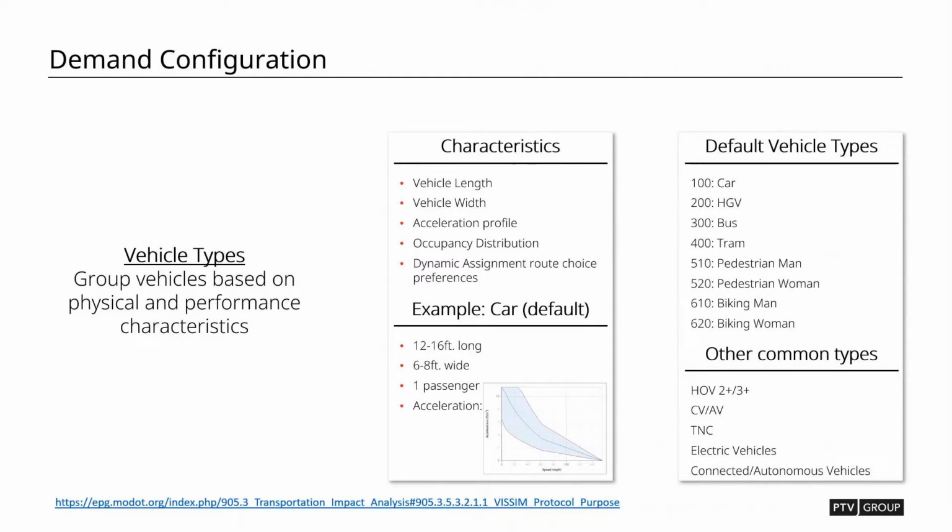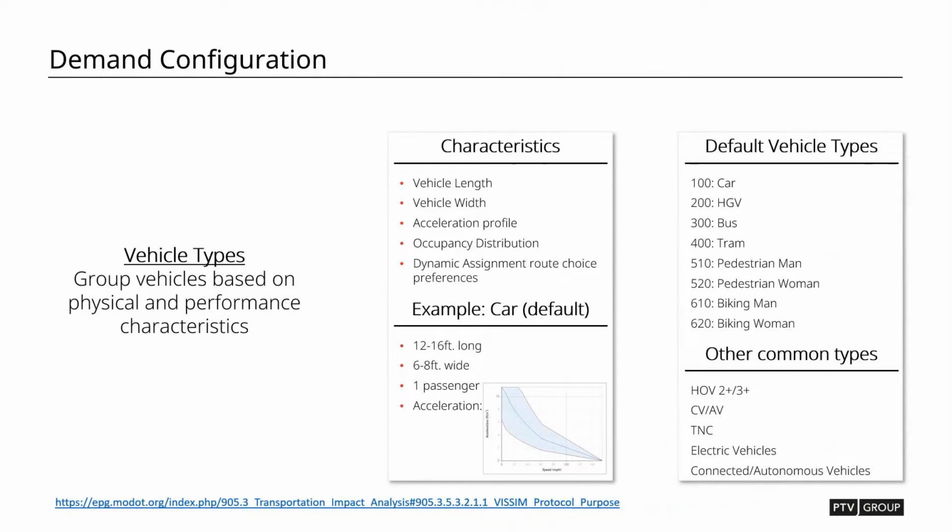These groupings can be as broad or as specific as possible, but the characteristics we're talking about are things like the size, length and width, acceleration profile, occupancy distributions, route choice preferences, things like that. For example, the default Vissim car is 12 to 16 feet long, 6 to 8 feet wide. It has one passenger, and it might be a little small for you, but this is what the acceleration profile looks like, where we have the speed of the vehicle on the horizontal and the acceleration on the vertical.